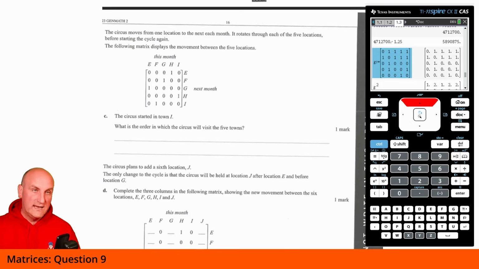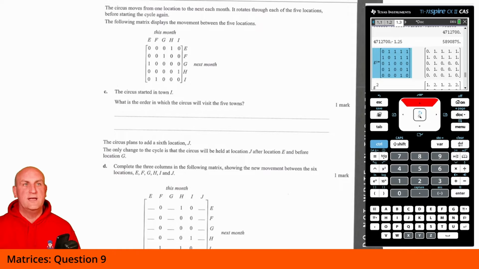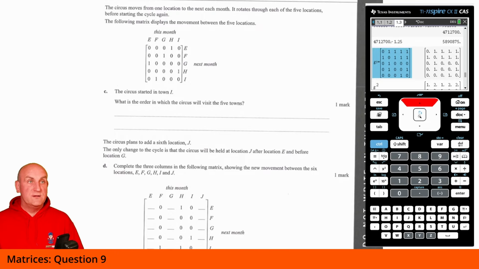Okay, we move on to the next one. The circus moves from one location to the next each month. It rotates through each of the 5 locations before starting the cycle again. And I think VCAA's got a typo in this question. I wonder if you can find out where it is. The following matrix displays the movement between the 5 locations. The circus starts in town I.